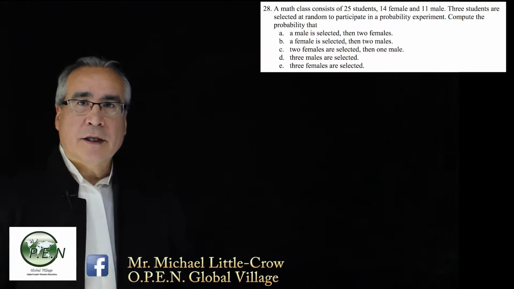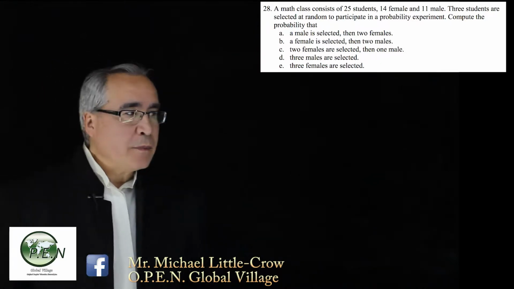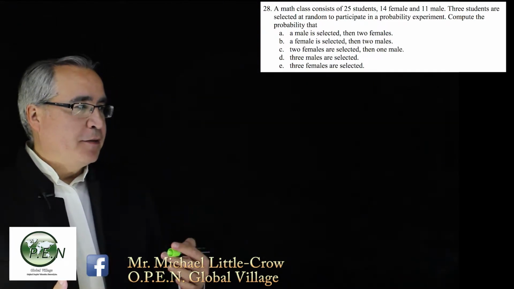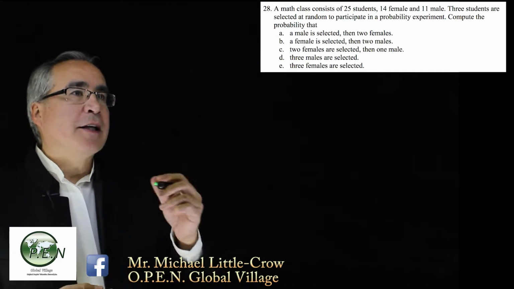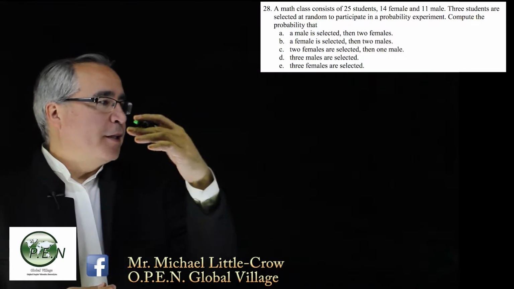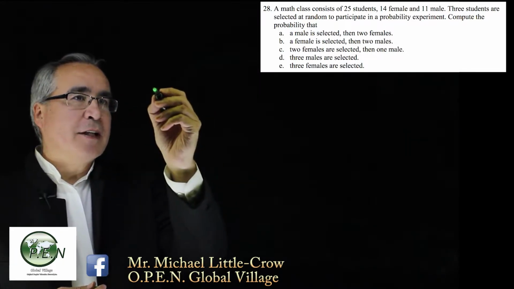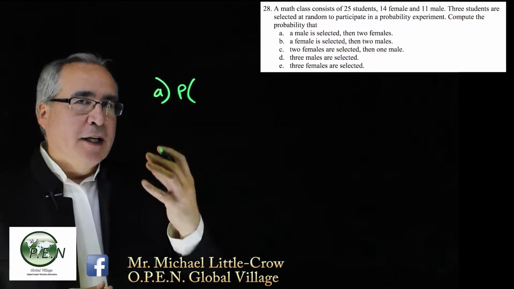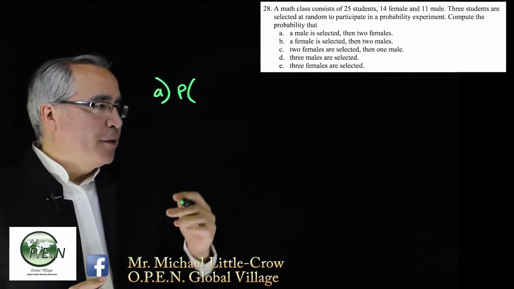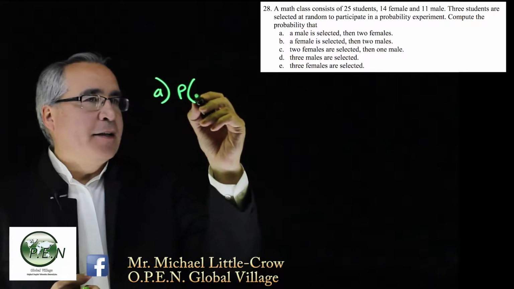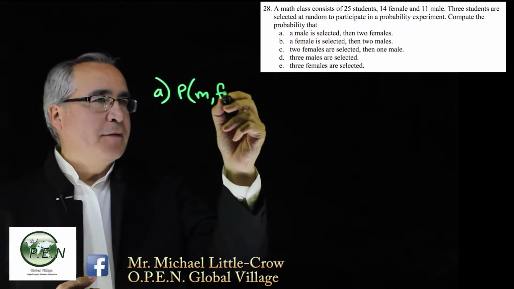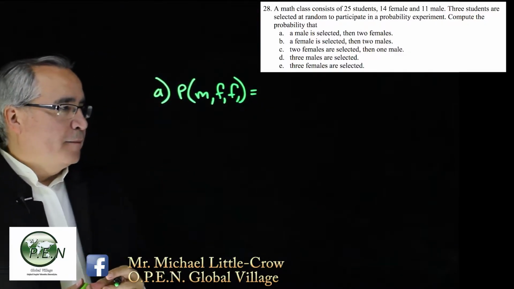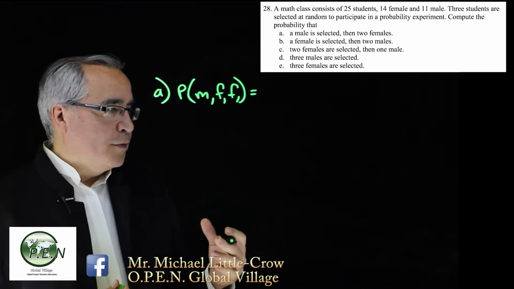Okay, Chapter 9, Question 28. We have a math class with 25 students, 15 female, 11 male, and we want to look at some various probabilities of randomly selecting students out of this class. The first one we want to do is see what's the probability if we yank 3 students out that we get a male, then 2 females.